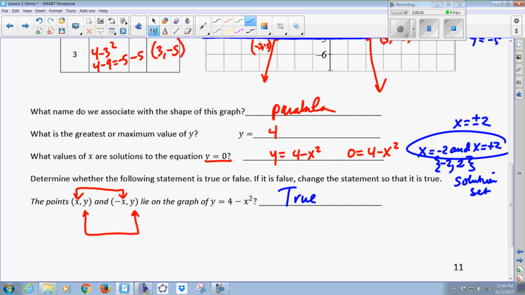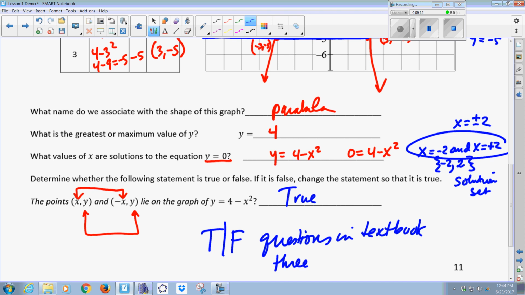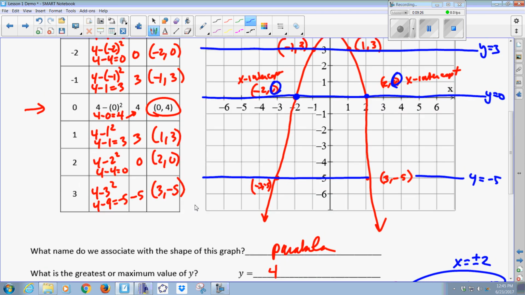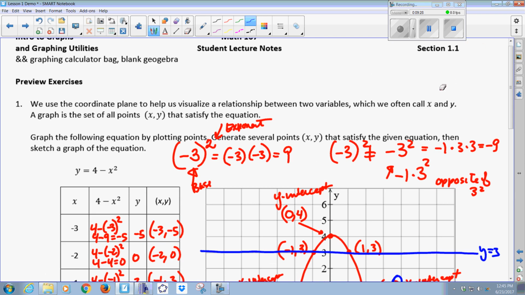Okay. Now, I did not assign true-false questions, which appear at the end of every single section in your textbook. So it's a really good idea for you to check the true-false questions in your textbook. There's usually like 3 or 4 of them. And this will help you to prepare for something that's not just performing a skill, but helps you with the conceptual part of the course. That's the preview exercises for lesson number 3. Please let me know if you have any questions.